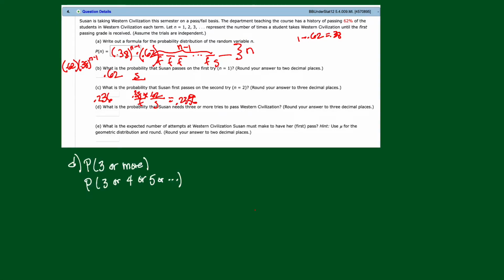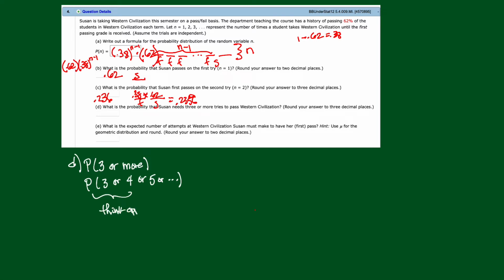Now part D says, what is the probability Susan needs more than 3 tries to pass? All right, more than 3. So I'm going to write it down here. I wrote it in English: more than 3, 3 or more. Now 3 or more, expand it out, get a good feel for what it is. 3 or 4 or 5, I mean, you could keep going. We don't know where to end. So when you see things like this, think opposite.